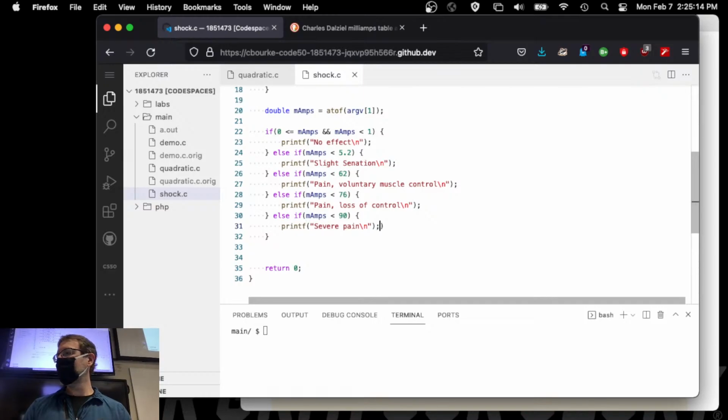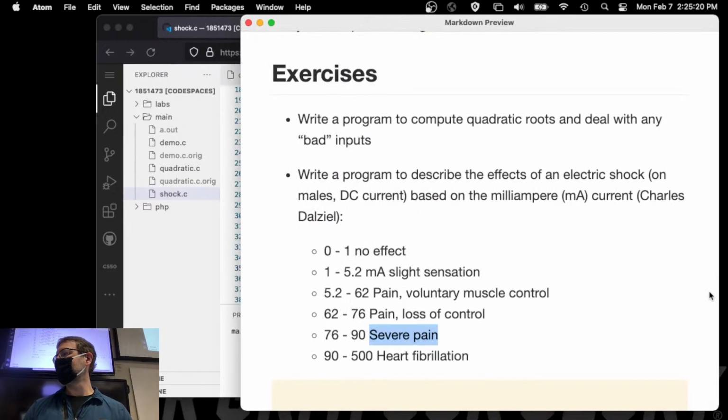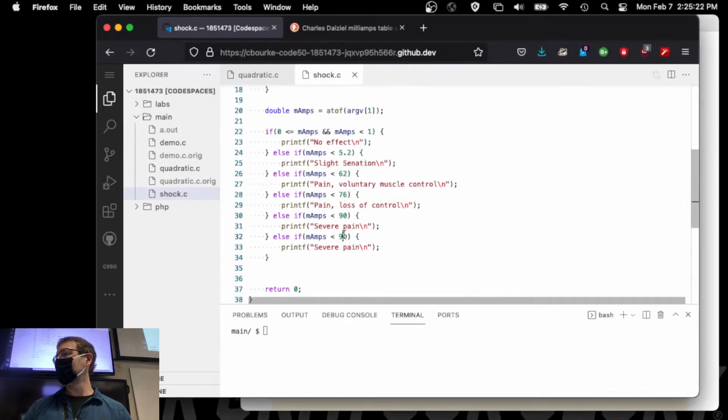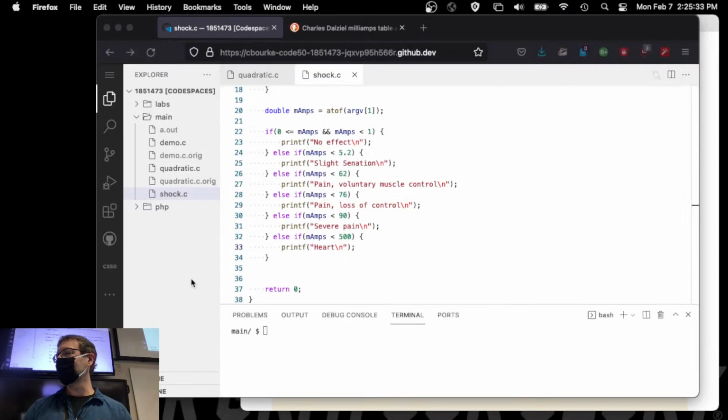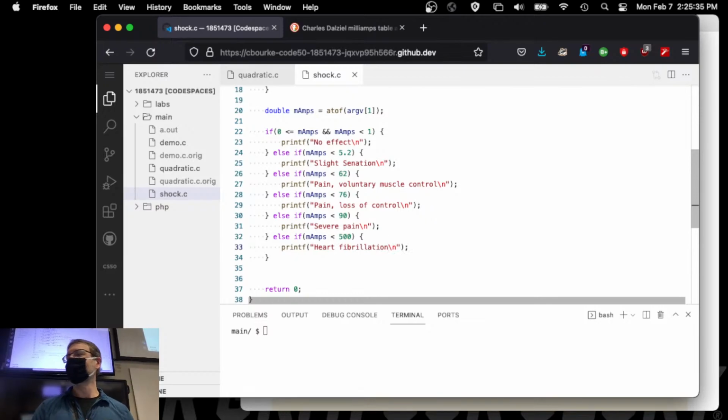There we go. And then else if it is less than, the last one is 500, then death. Heart fibrillation. Not necessary, because you can defibrillate, right? All right. That looks like it's pretty good so far.